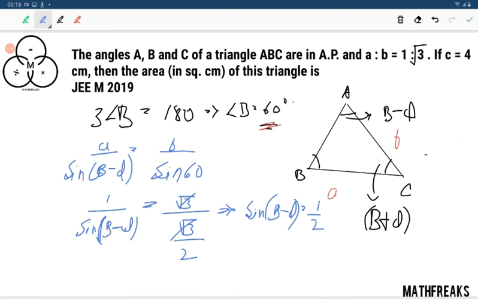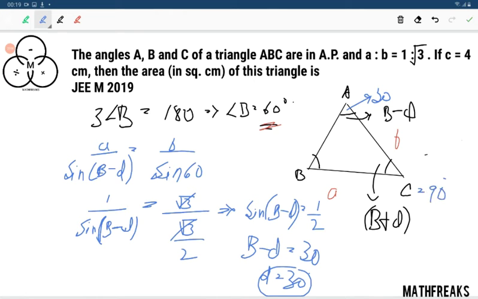You would say that I am getting two values. This will not satisfy angle sum property, so no need to mess. Not triangle inequality, angle sum property. B minus D we will get 30. So this angle is what? 30. From this you would get value of D is 30. So this angle C is what? 90 degrees. Now we are having everything in our hand, that AB is the hypotenuse.